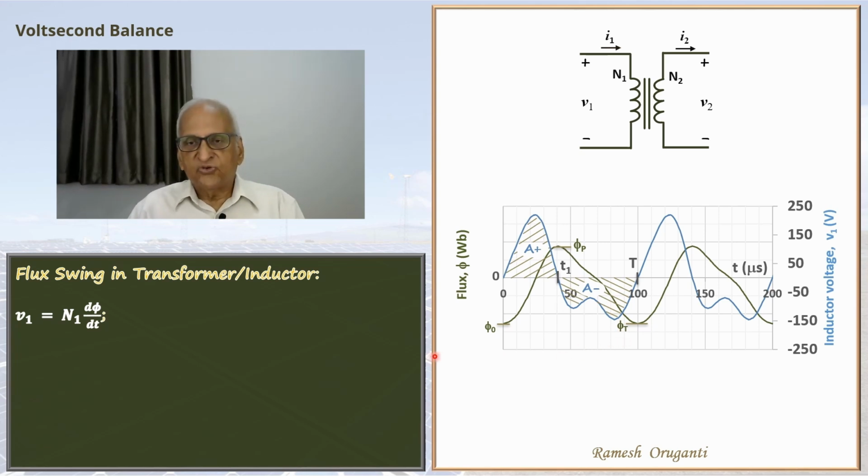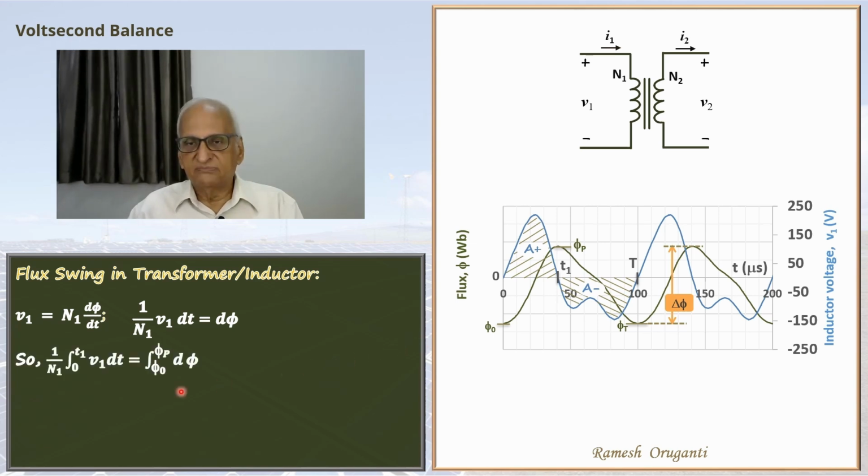Now what we would like to find out is phi p minus phi naught. We have also assumed that the average value of the flux is non-zero. The average value of the flux can be non-zero. It is only that the average value of the voltage has to be zero. Now we would like to determine delta phi, the difference between phi p and phi naught. So for that I again write this in the differential form, 1 over n1 v1 dt equals d phi. I integrate both sides between 0 and t1.